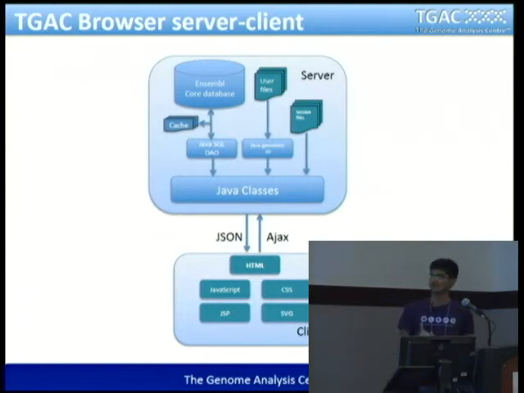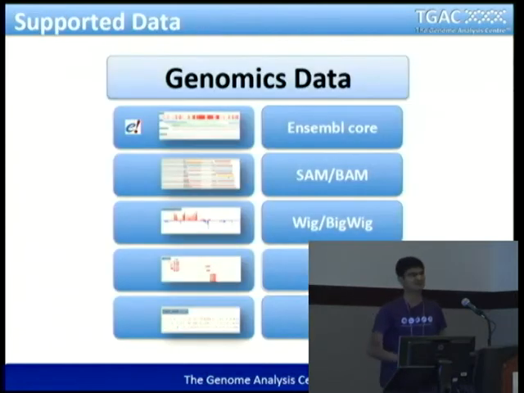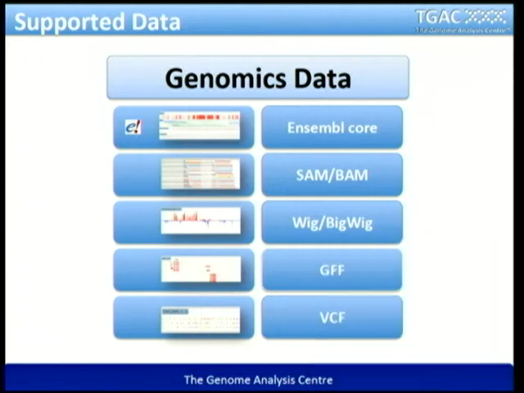Data transfers are very small, so the browser works very fast. As for supported data on the TGAC Browser, we support almost all the data from the Ensembl core schema. We also support SAM and BAM files directly, without any conversion, and we support BigWig, GFF and VCF.